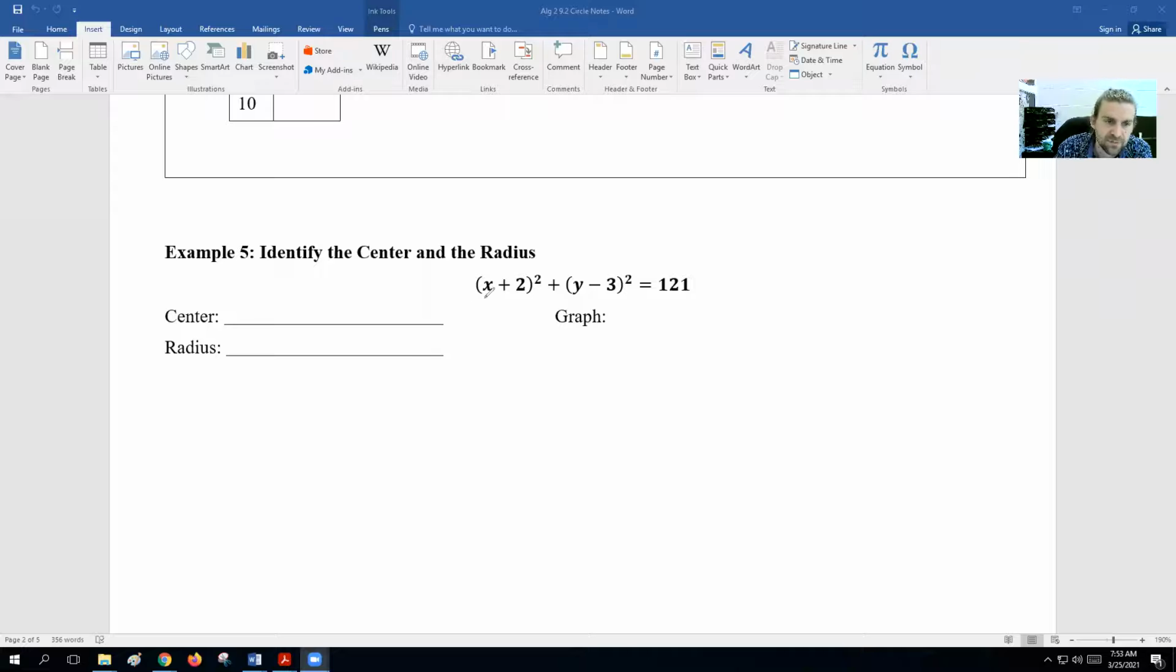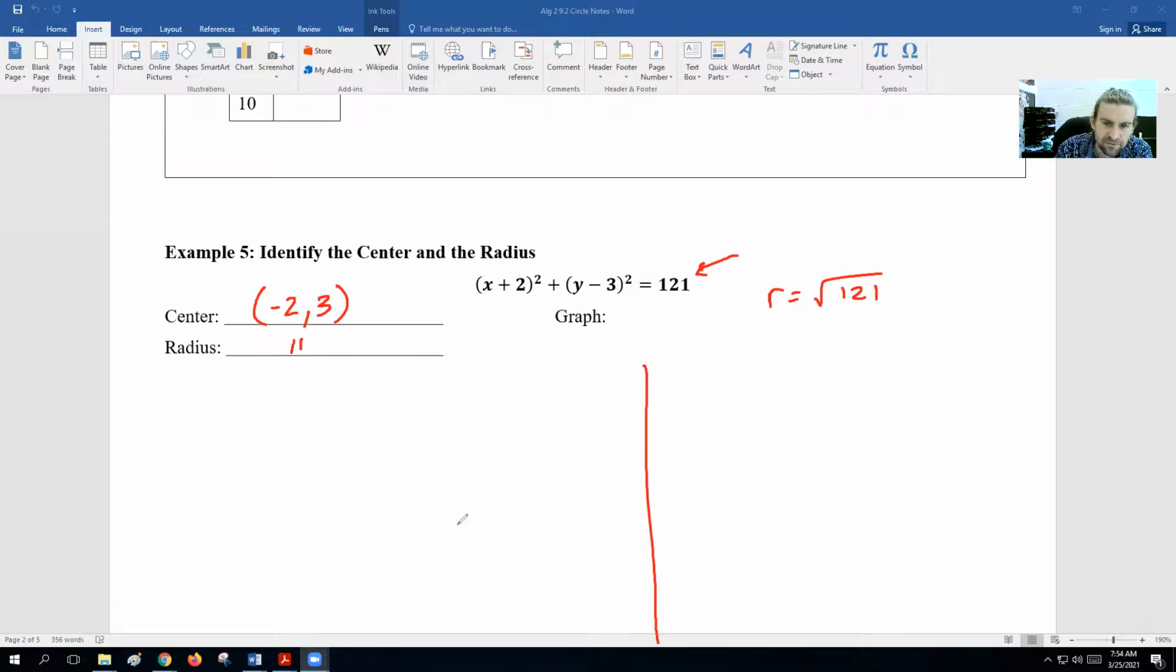All right, let's see if you got this right. The center is what's being subtracted from the x. If it's plus 2, technically we're subtracting a negative 2. And what's being subtracted from the y is 3. So the center is at (-2, 3). The radius is equal to the square root of that last number. The square root of 121 is 11.